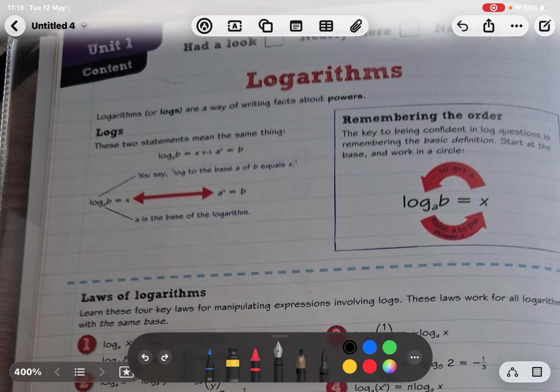Basically it does make sense, because what logarithms are is when a number is powered by something and this is what comes out of it. So a powered by x equals b.